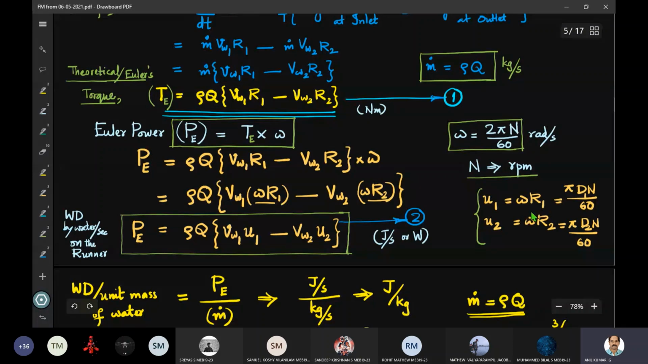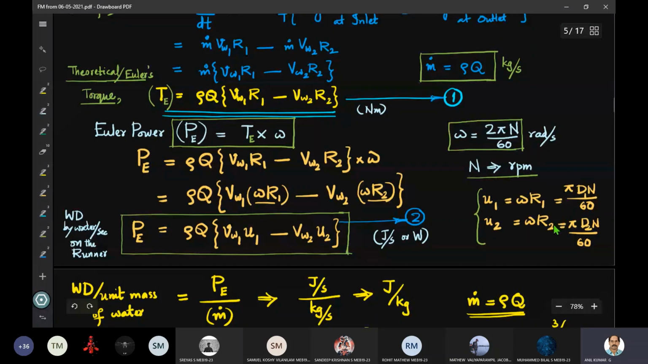Omega R1 means the velocity of the vane or blade at inlet, U1, and omega R2 is the velocity of the vane or blade, U2, at outlet. So U1 is omega R1, which in terms of rotational speed n in RPM and the diameters of the wheel at inlet and outlet, D1 and D2, is U1 equal to pi D1 n by 60 and U2 equal to pi D2 n by 60. Remember, capital D1 and D2 are the diameters at inlet and outlet.